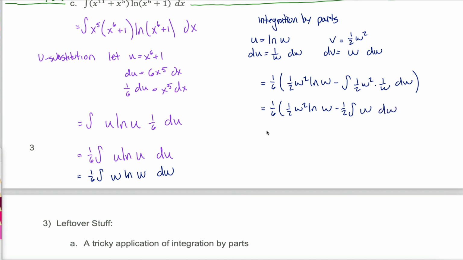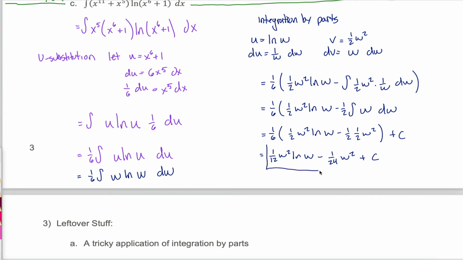The antiderivative of w is something that's easy to figure out. In fact, we've already done it up here. The antiderivative of w is 1/2 w squared, so I have this 1/2, and then I have another 1/2 w squared plus c. Could leave your answer like this if you want. This time what I'm going to do is get rid of all the parentheses, so take the 1/6 and distribute it through to get 1/12 w squared natural log of w minus 1/4 times 1/6, or 1/24 w squared plus c. You don't have to do that last step. Sometimes I just can't help myself to simplify some expressions.